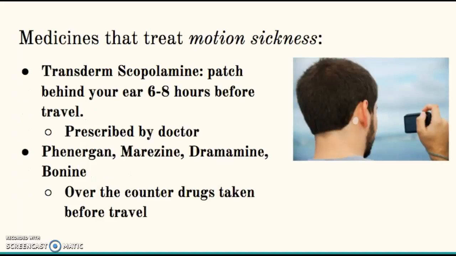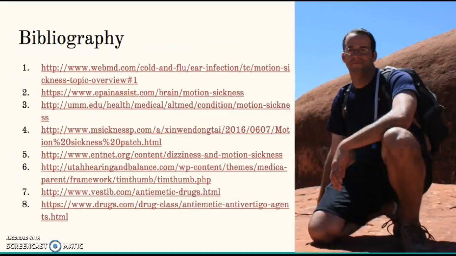Now we're going to talk about the medicines that can treat the symptoms of motion sickness. One of them is a patch that you put behind your ear 6 to 8 hours before you travel. It's called transdermal scopolamine, and this has to be prescribed by a doctor. But the most common medications, such as Dramamine, are available over the counter, and you can take them before you travel. These are called antiemetics, and as we talked about earlier, the pathways release histamine and acetylcholine, which triggers the vomiting response, and these drugs block their receptors in the medulla and prevent the nausea signal from traveling throughout the rest of the body.